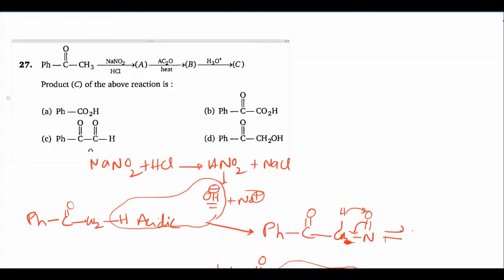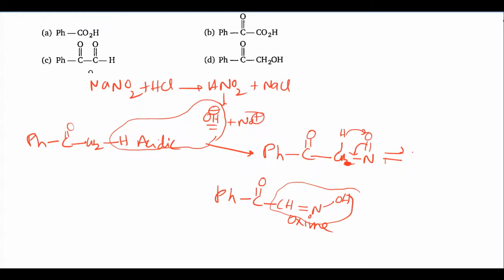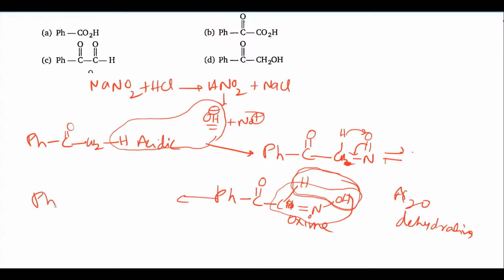After that Ac2O, heating. This is treated with Ac2O and heating. So Ac2O is a dehydrating agent. That means you just write the hydrogen like this. Dehydration means water is eliminated. Then you are going to get Ph, okay, C double bond O and C triple bond N. Wow, nice. Cyanide formation, good.